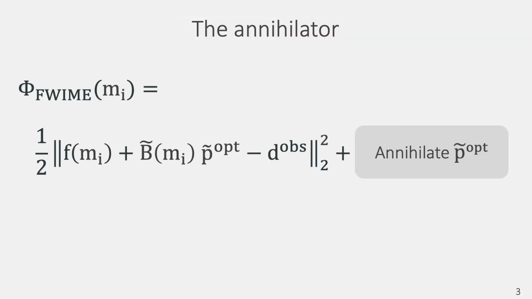So here again, we're going to make a design choice. Remember that the data correcting term is linear with respect to p tilde optimal. Therefore, if we make p tilde optimal vanish, then our data correcting term will also vanish. And the first obvious choice for our annihilator is to simply try to minimize the L2 norm of p tilde optimal. However, we have not been able to succeed with this strategy and we had to find something different.